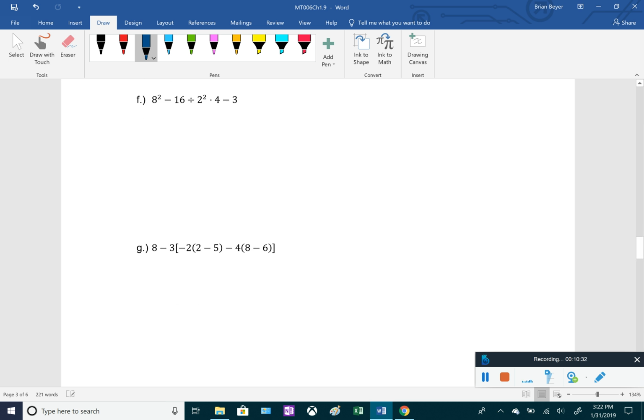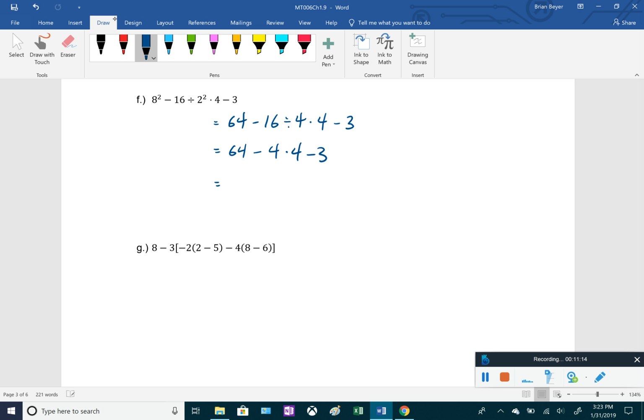Let's make them a little bit harder here. So 8 squared minus 16 divided by 2 squared times 4 minus 3. So we have to do the exponents. 8 squared is 64, 8 times 8, minus 16. 2 squared is equal to 4. So now we just have multiplication, division, and subtraction left. So we have to do multiplication or division, whichever comes first, left to right. So that's going to be the 16 divided by 4, which is 4. So the 16 divided by 4 became the 4.